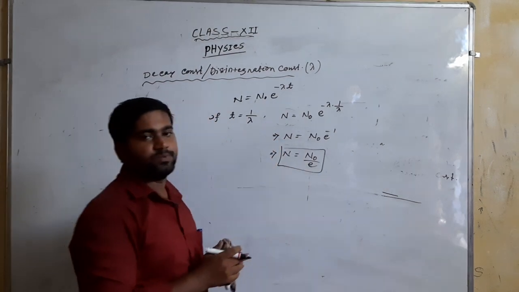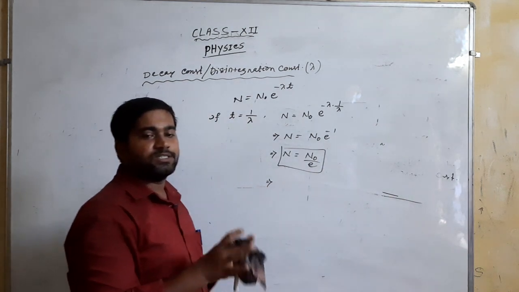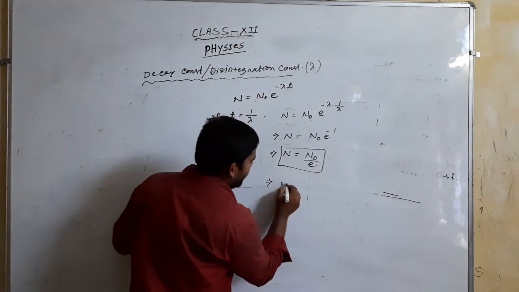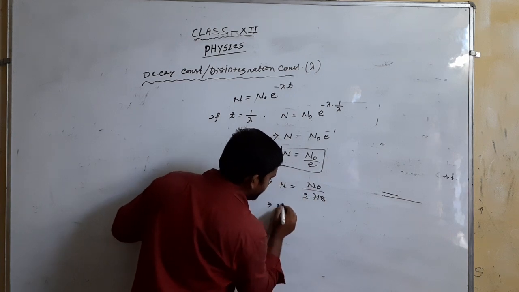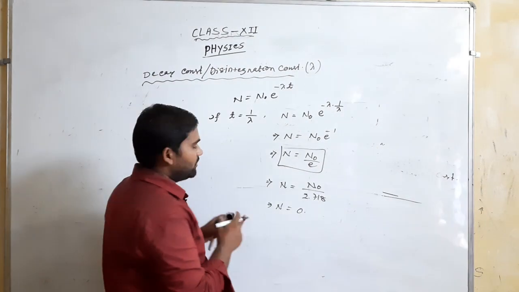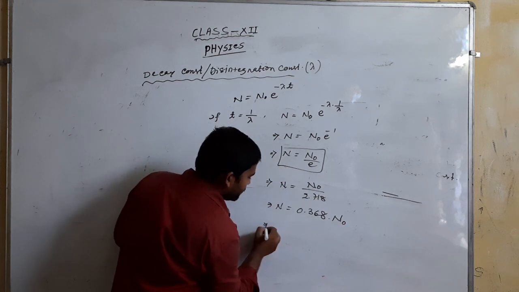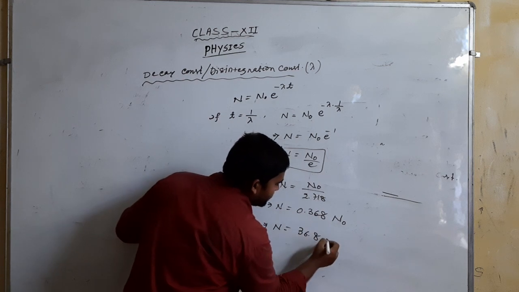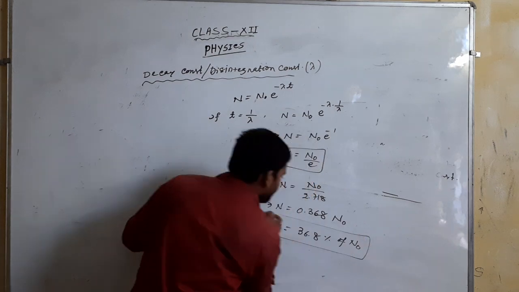So that is one form of representation, and if we substitute the value of e, that is 2.718, what we find? N equals N naught divided by 2.718, so that variation will be 0.368 N naught. So here we can write N equal to 36.8% of N naught.